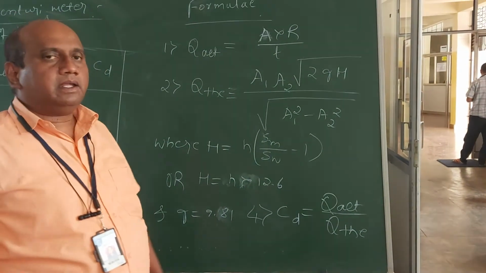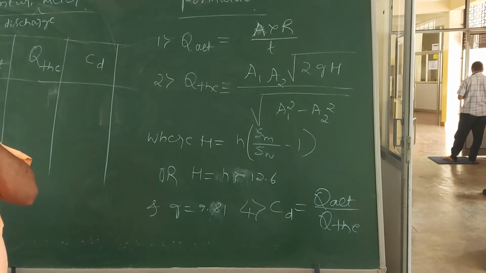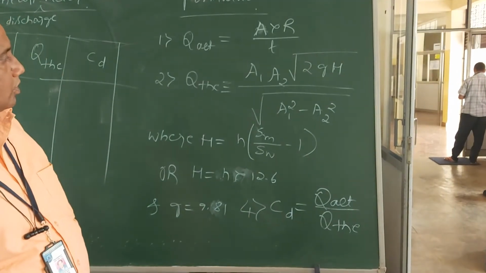So what is that? A1 equals pi D1 square by 4. Similarly, A2 is pi D2 square by 4.